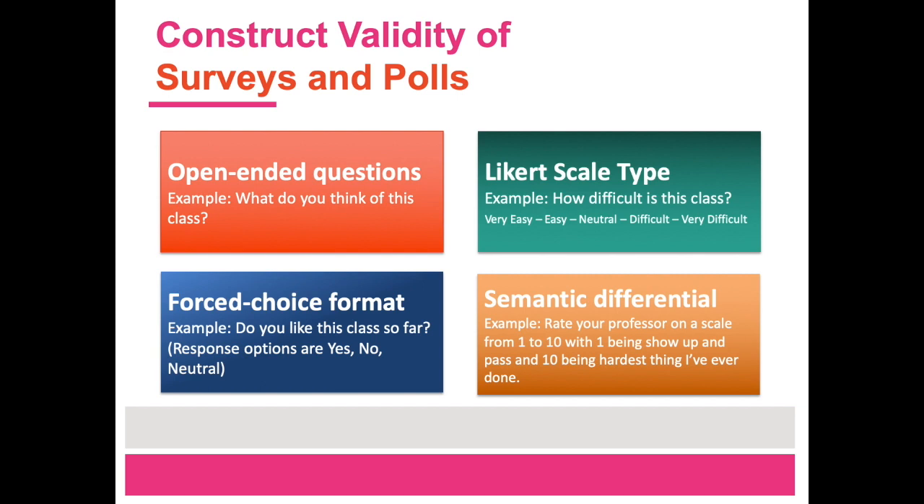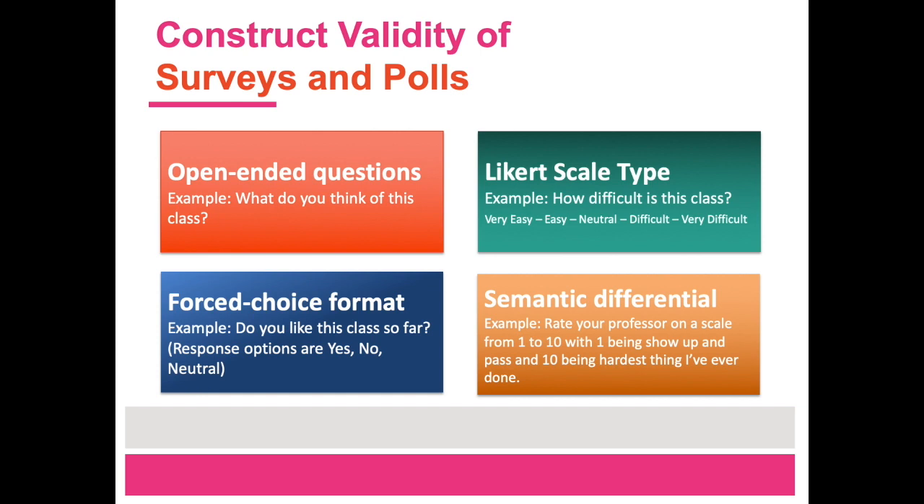The first, open-ended questions. This just allows them to answer any way that they want. An example of that would be, what do you think of this class? They could say, it's good, or I love it so much. It can be anything. The second one, the forced choice format, is similar, but it's now forcing different possible options. For example, do you like this class so far? And response options could be yes, no, or neutral.